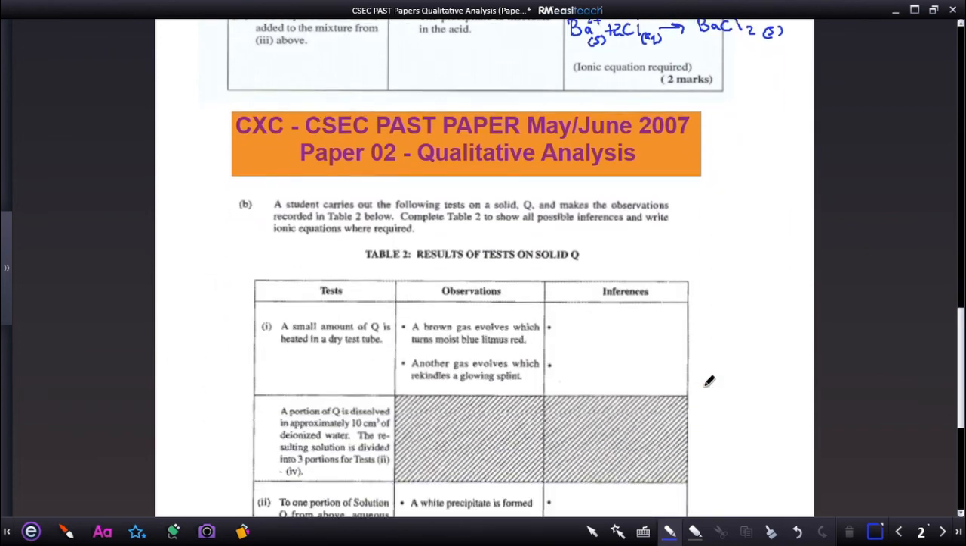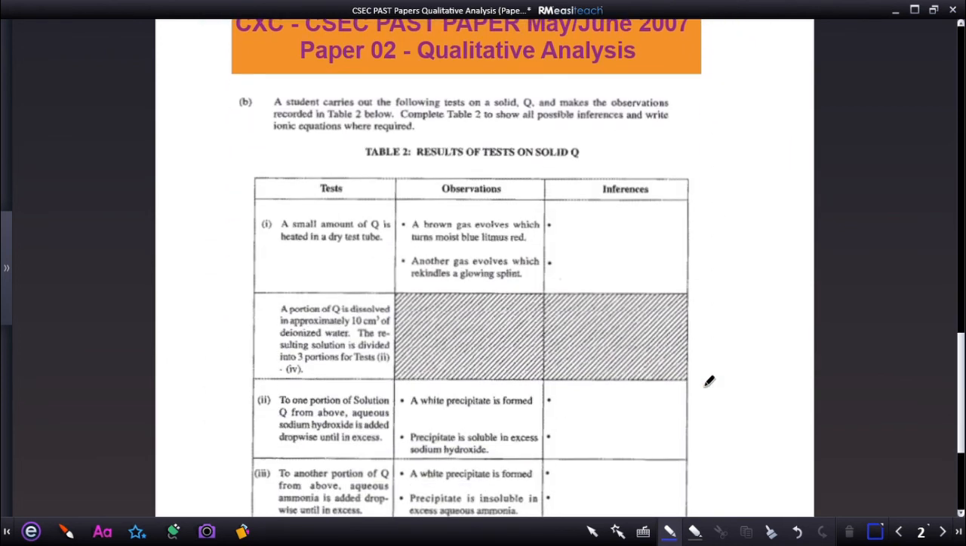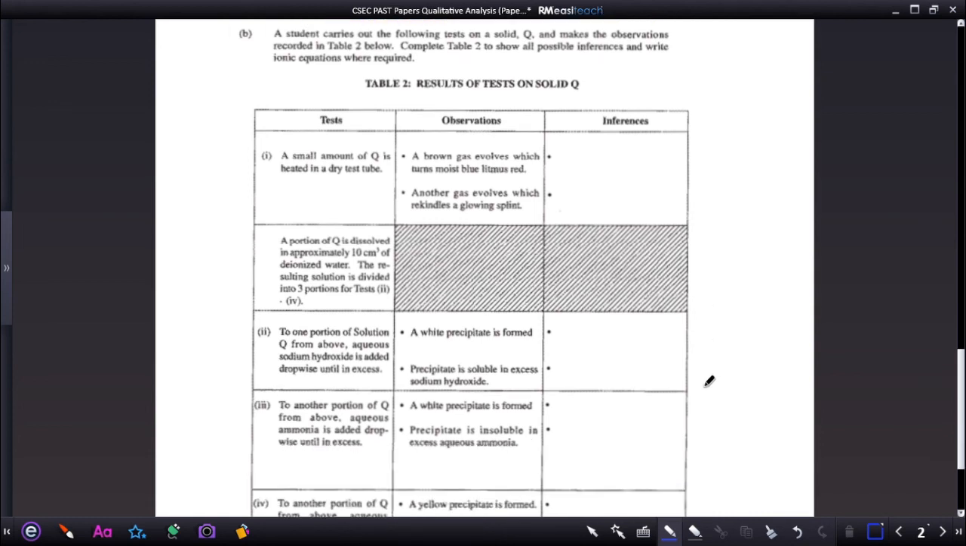On to the next question. May, June 2007. A student carries out the following test on a solid Q and makes the observation recorded in table 2 below. Complete table 2 to show all possible inferences and write ionic equation where required. Part 1. A small sample of Q is heated in a dry test tube. A brown gas evolves which turns moist blue litmus paper red. Another gas evolves which rekindles a glowing splint.